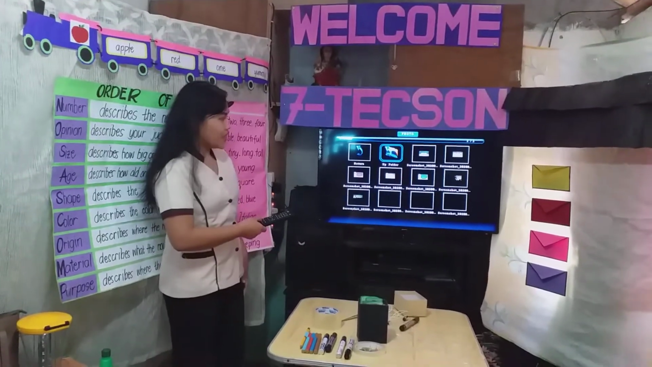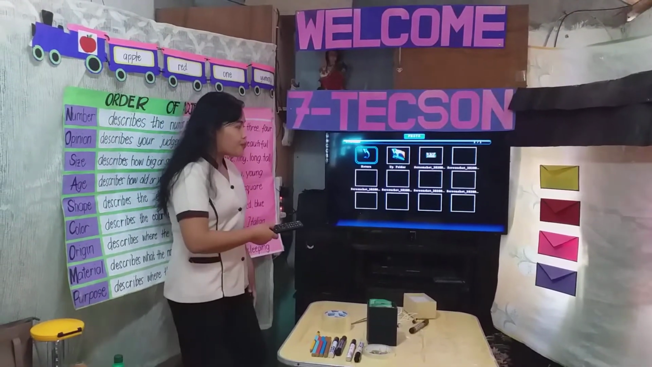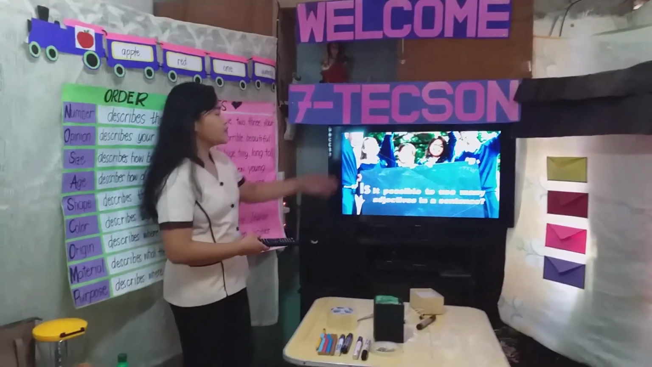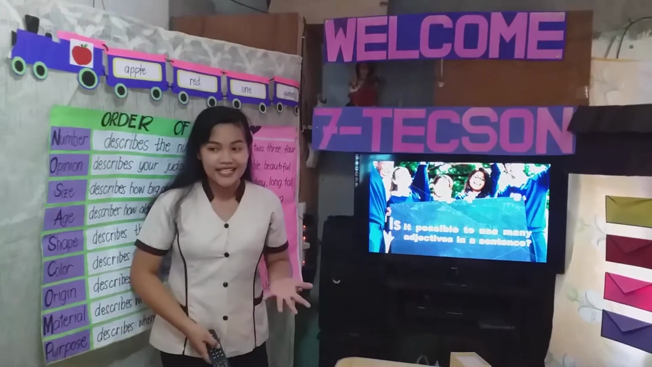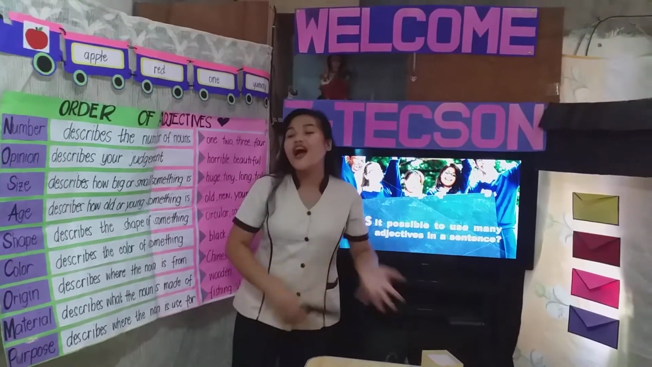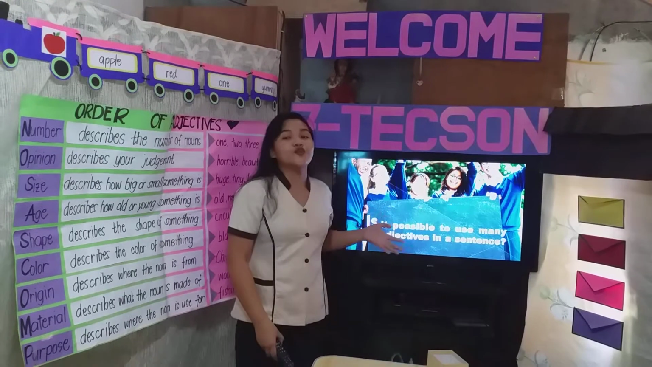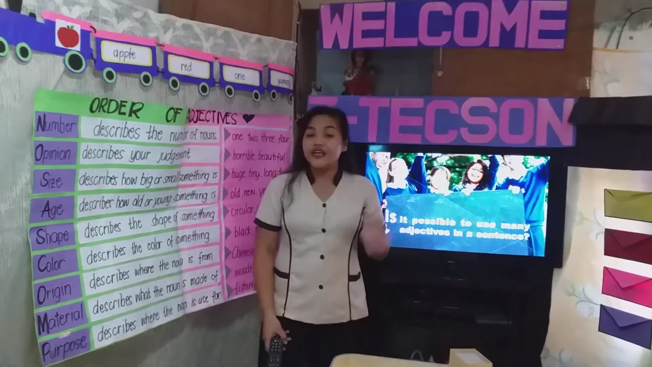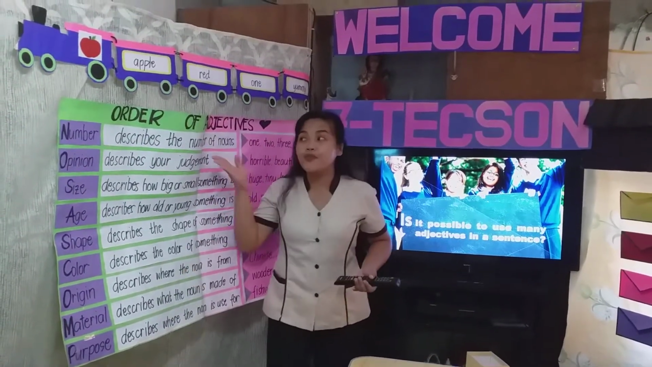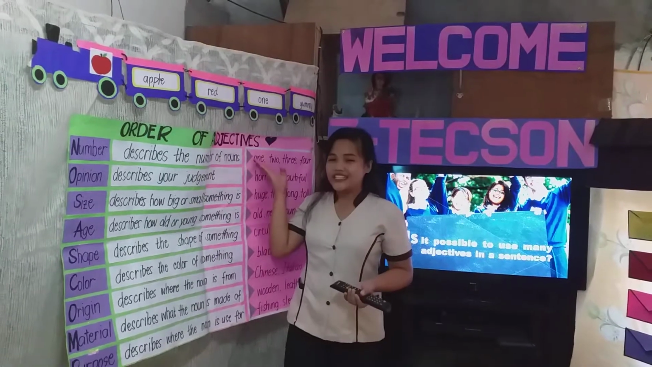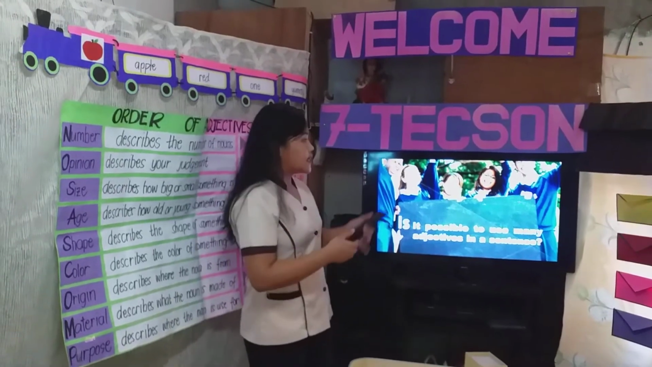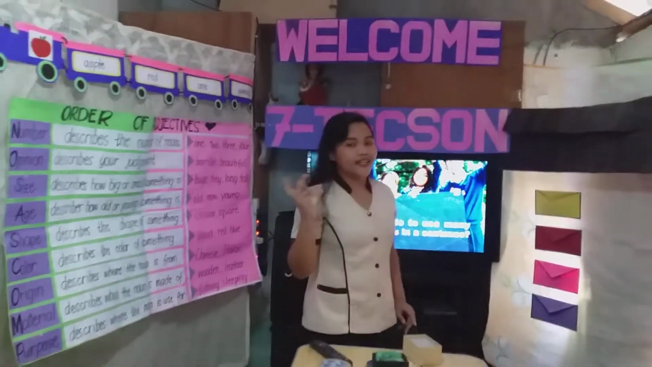So, in English, is it possible to use many adjectives in a sentence? Yes, very good. So our question earlier was being solved because we can use more than one adjective in a sentence, but let us remember how to arrange it properly by remembering the proper order of adjectives. So do you have any questions? None? So let us proceed with our next activity.